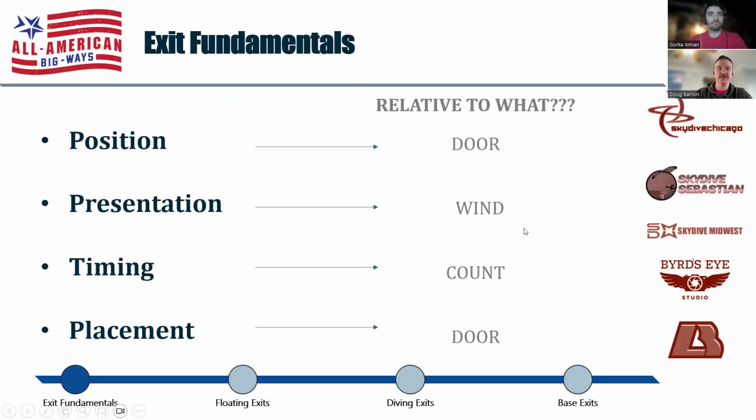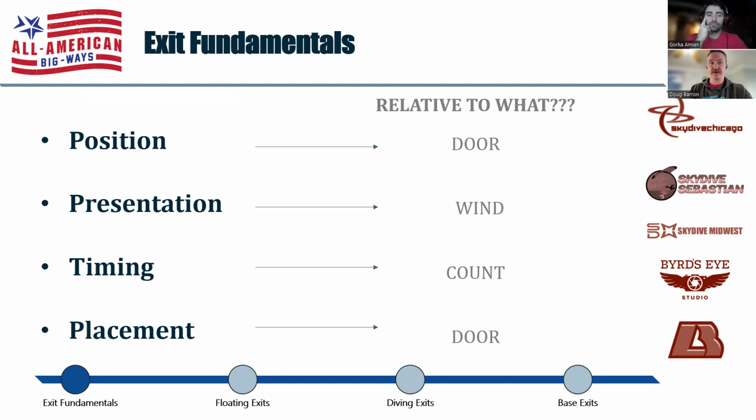All right, moving into exit fundamentals. There's a few key concepts here. First, it's going to start with your position in the door. How are you going to be set up? Where are you going to be set up in relation to the door? Obviously, the floaters are going to be in the door. Then you'll have the first row divers, the second row divers, and then the divers from there. The next thing we're going to think about, and these are all concepts that we talk about regardless of your exit position, is what we want to think about when you're exiting the aircraft. So your position in the door is number one.